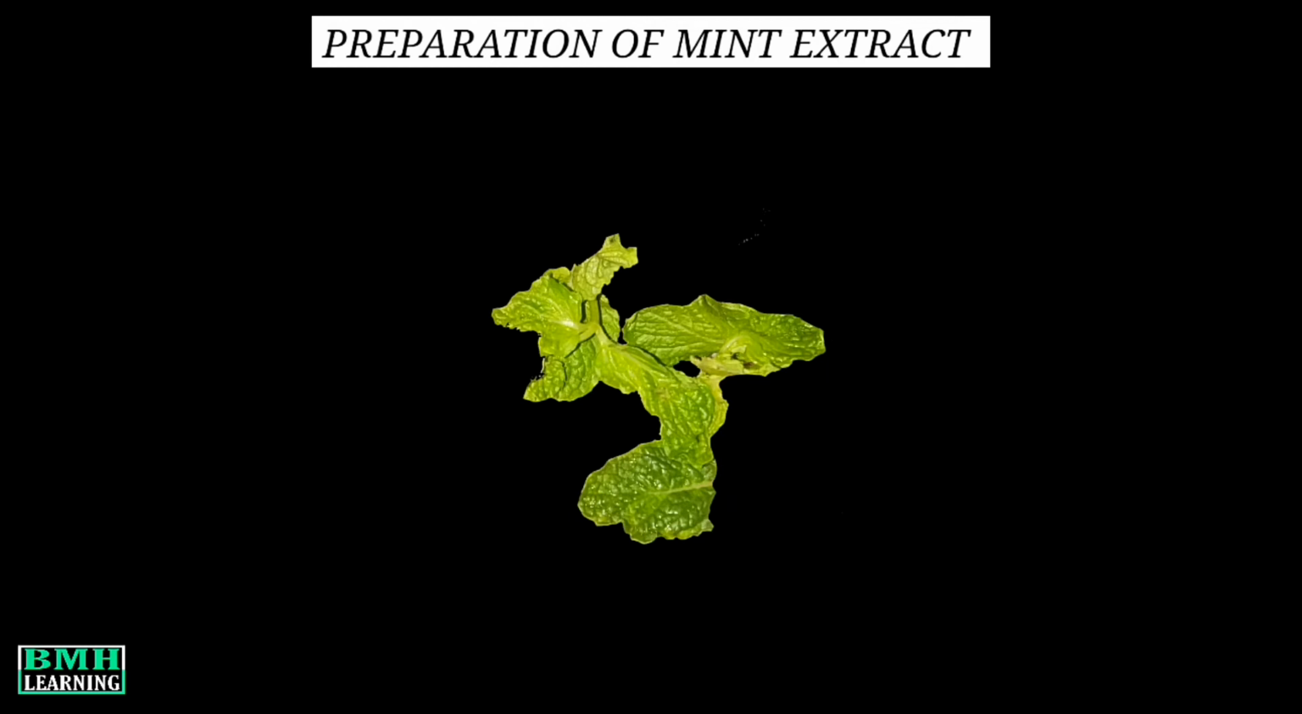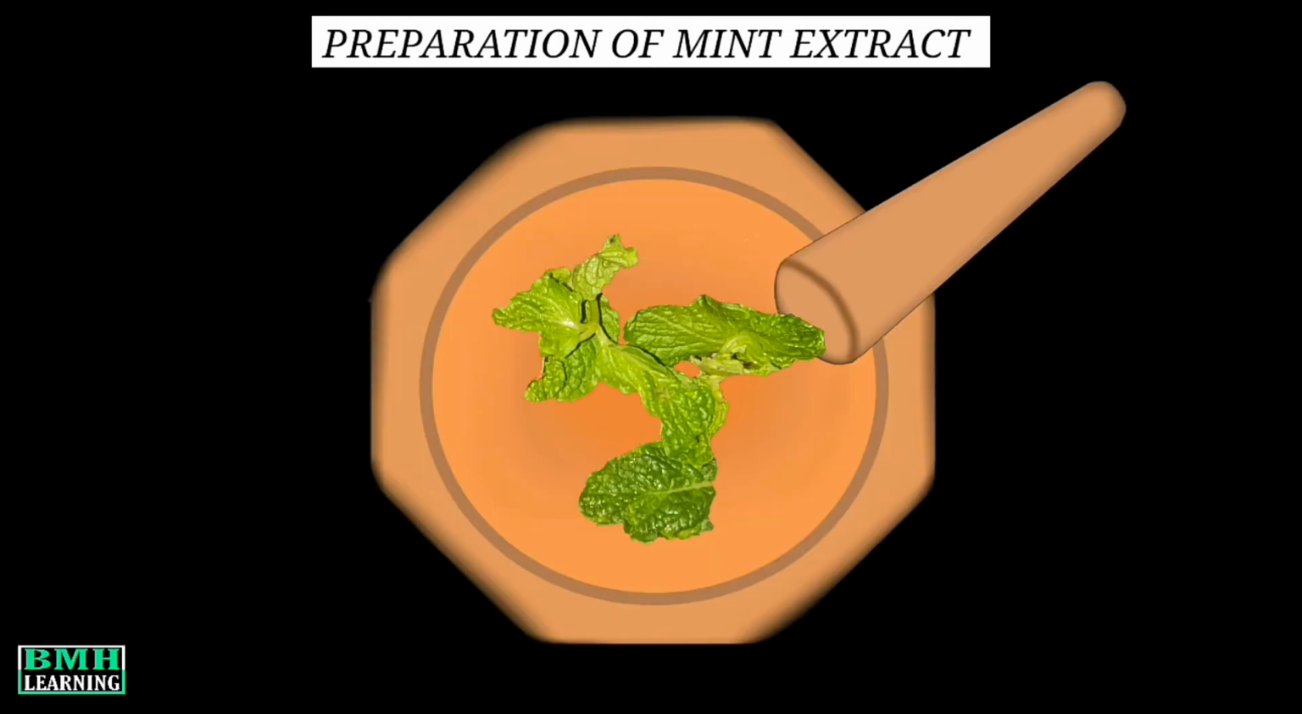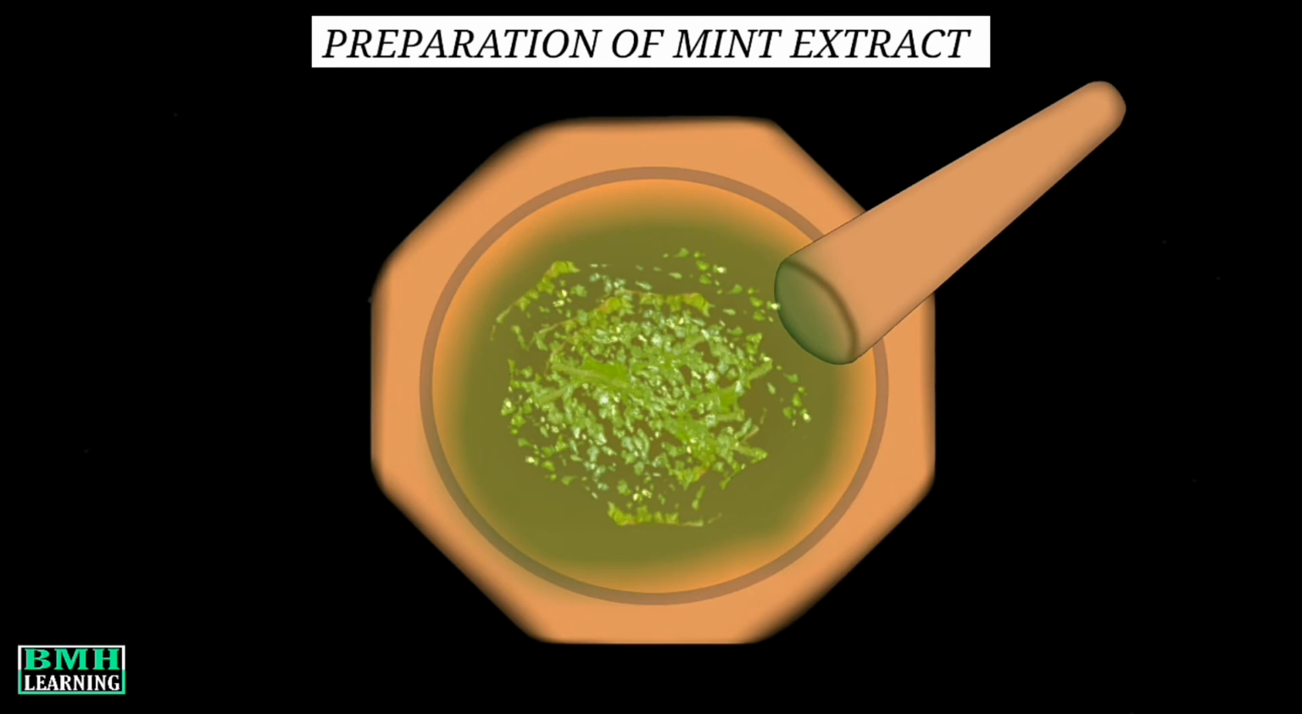First thing we have to do is to prepare mint plant extract. So, we need leaves of this medicinal plant. In order to make the extract, we have to crush the leaves. So, for that we require pestle and mortar. Next we have to add 2 to 3 ml of ethanol to the crushed leaves. Then we have to mix it thoroughly.